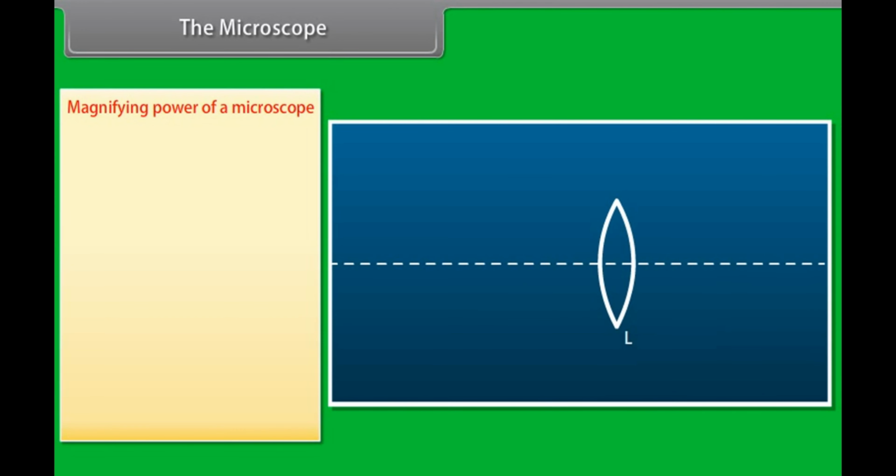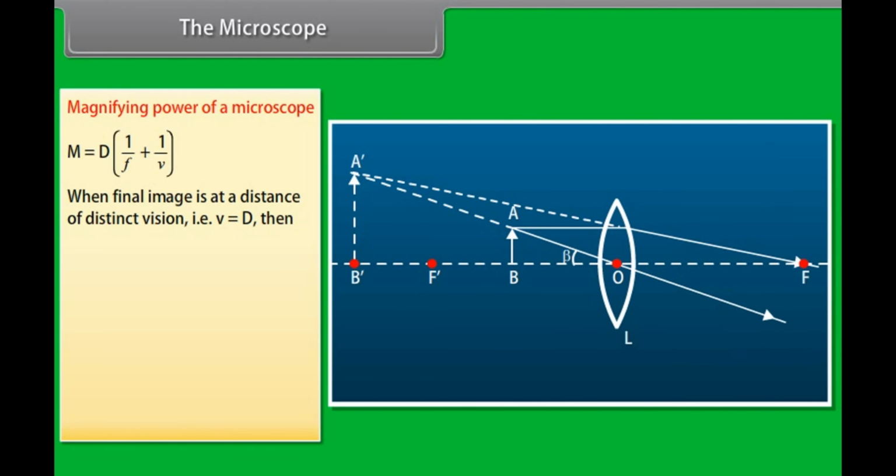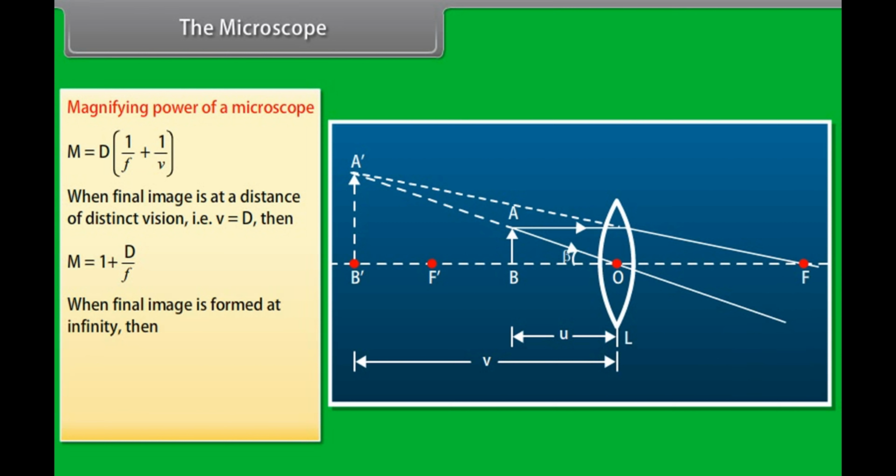Magnifying power of a microscope. M is equal to D into 1 by F plus 1 by V. When the final image is at the distance of distinct vision, that is V is equal to D, then M is equal to 1 plus D by F. When the final image is formed at infinity, then V is equal to infinity. M is equal to D into 1 by F plus 1 by infinity, which is D by F.